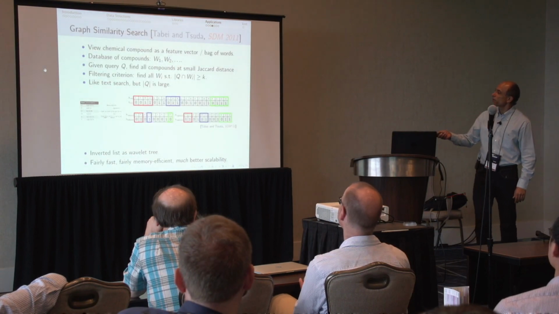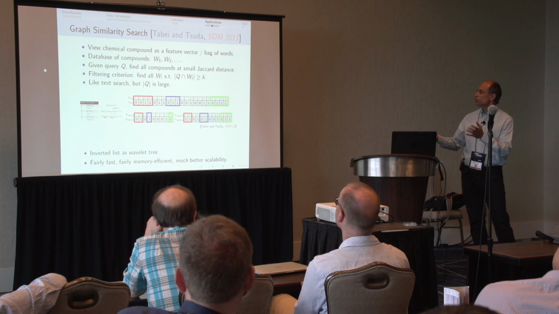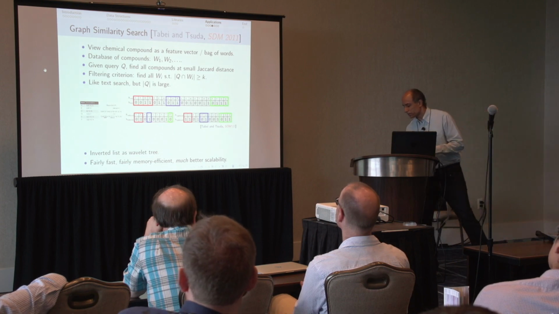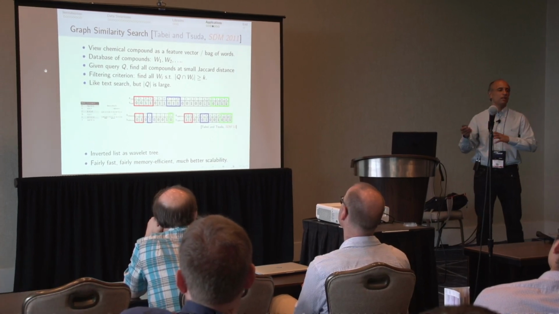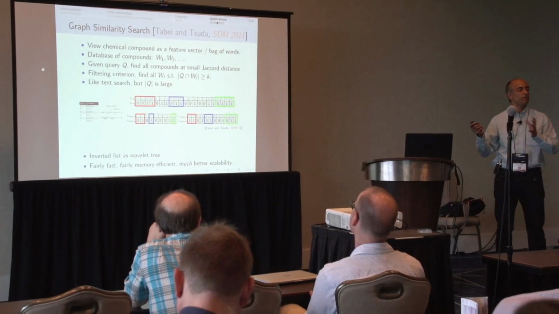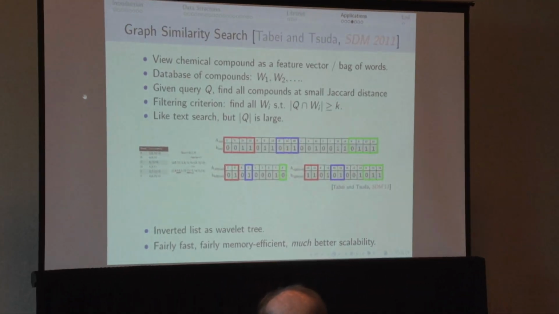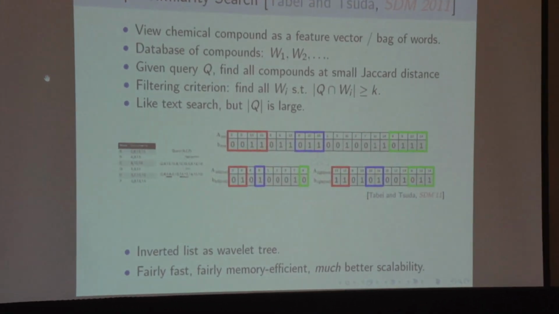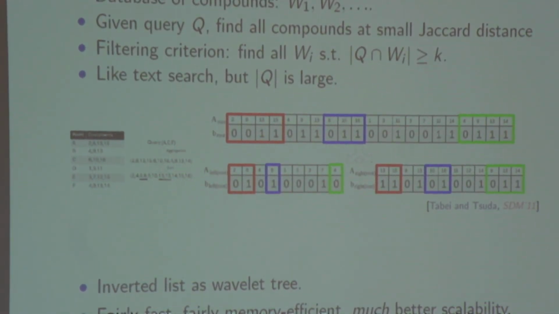Then there's stuff about graph similarity search. I'm a little bit short of time, so I won't talk too much about this, but basically they used the wavelet tree, and their application was that they have a database of chemical compounds, and the chemical compounds are labeled with a sequence of attributes.